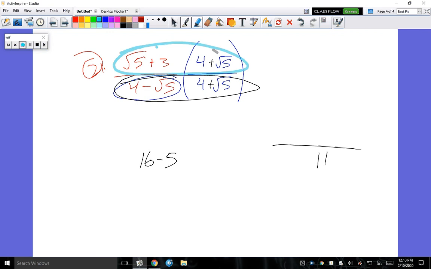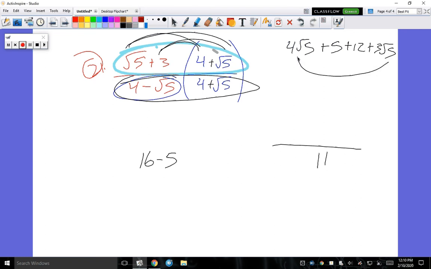Okay? Guys, what's the first one? 4 root 5. What's the outside? Plus 5. What's the inside? Plus 12. And what's the last? Plus 3 root 5. Can I add those two together? Yeah, because they're the same root. Okay? And what would I get? 7 root 5 plus 17. Now let's go back to what Sammy was saying last time.